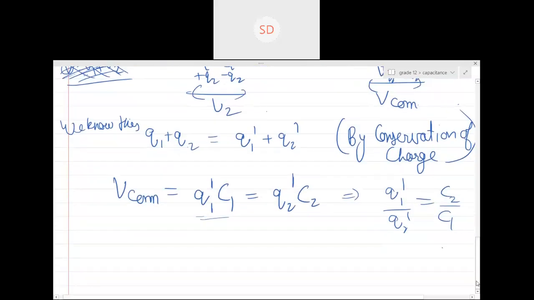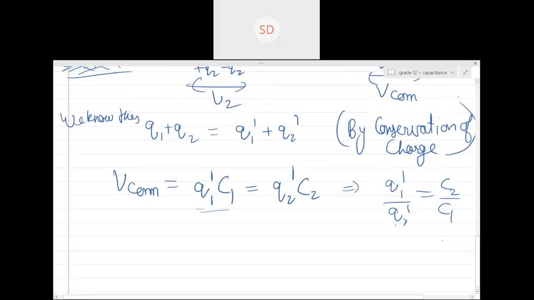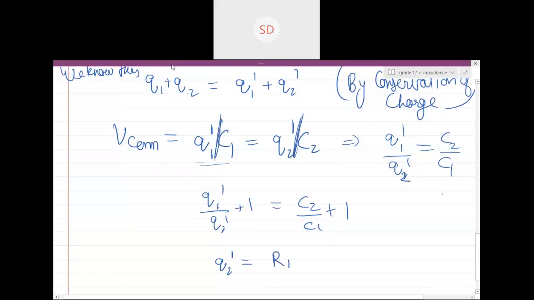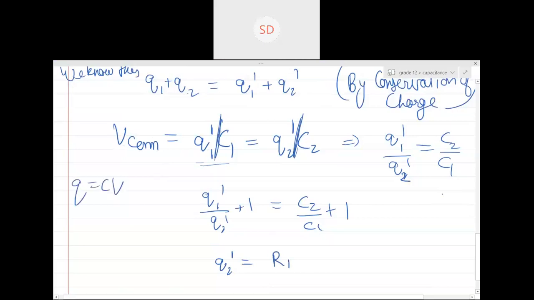So how will you do it? Plus Q1 dash plus Q2 dash equals Q1 plus Q2. I have already solved this kind of thing in the resistor cases, right? I think I am making some mistake. V equals Q by C, right?